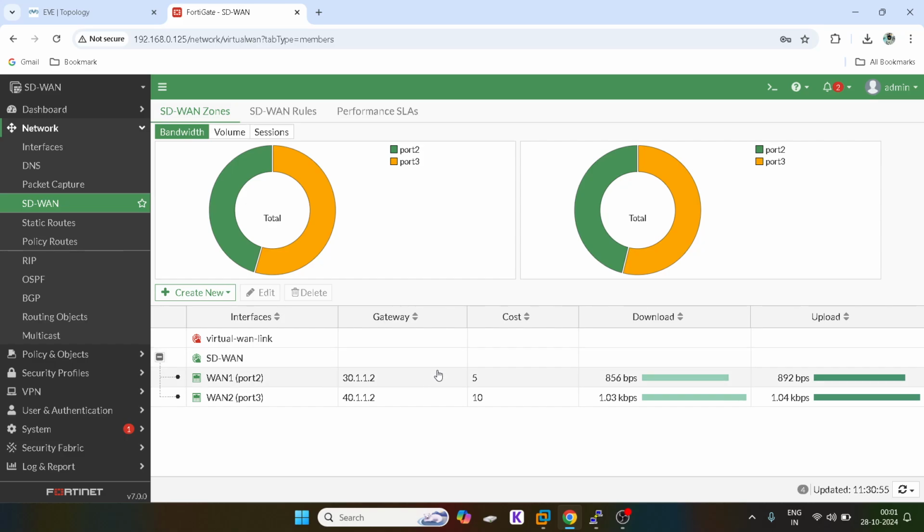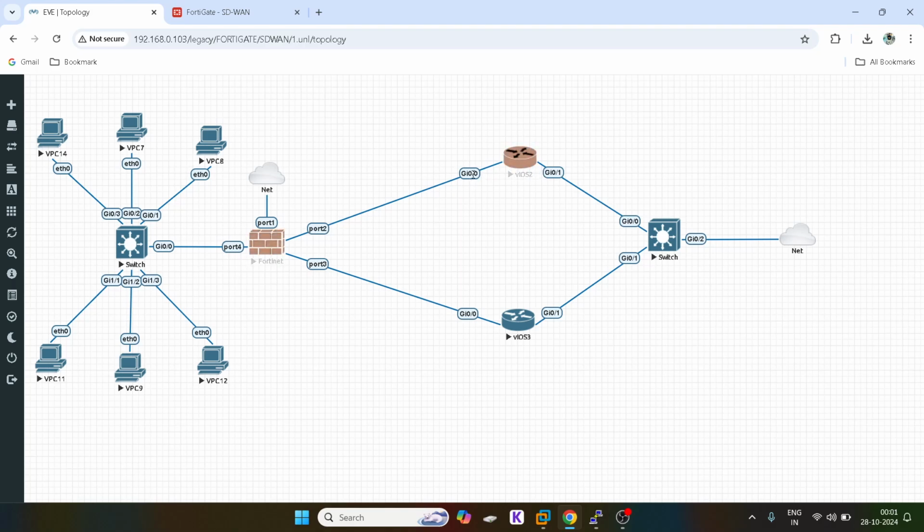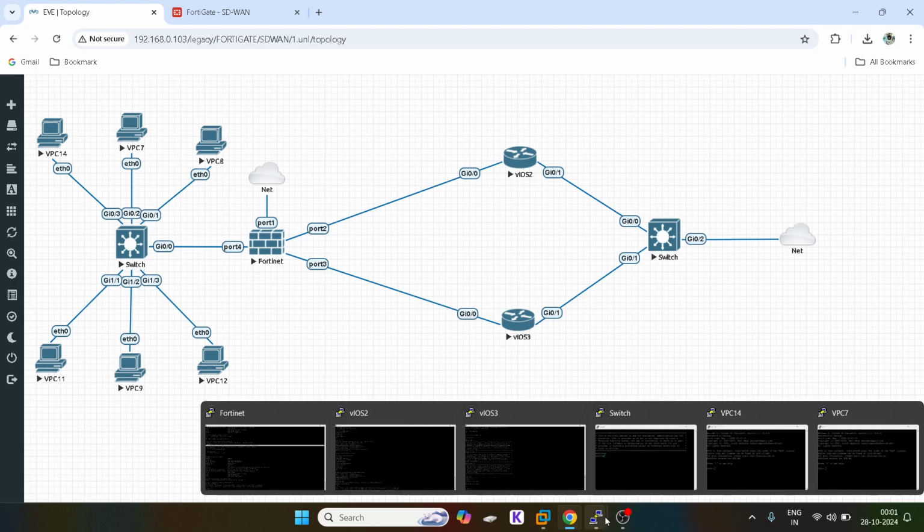If the SLA had been satisfied here, then due to the lower cost, the traffic would have gone via 30.1.1.2. But the SLA is not getting satisfied due to the WAN link issue on this link. All the traffic is going via this link only. So we will do testing; we will not blindly form assumptions.